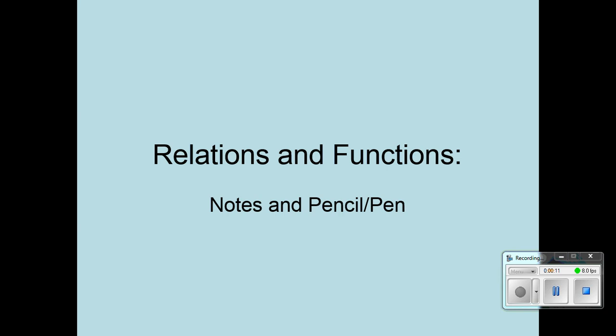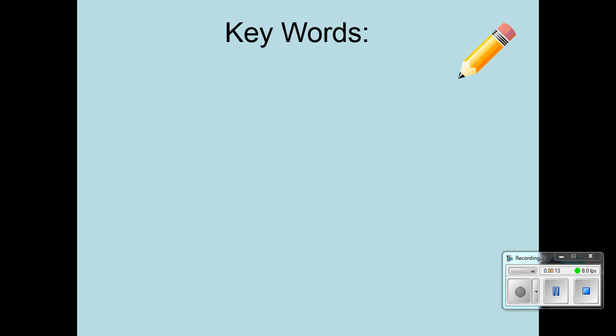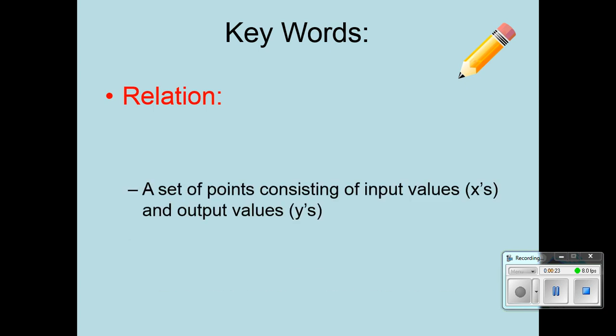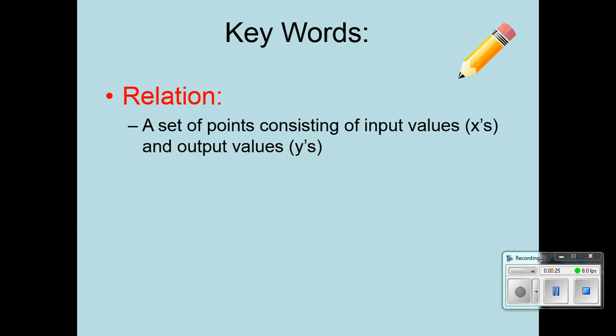Okay, let's get started. First, we're going to talk about some keywords. The first keyword that we need to know is what is a relation. So a relation in mathematic terms is where we have a set of points that consists of your input values and your output values. Your input values are your x's and your output values are your y values.